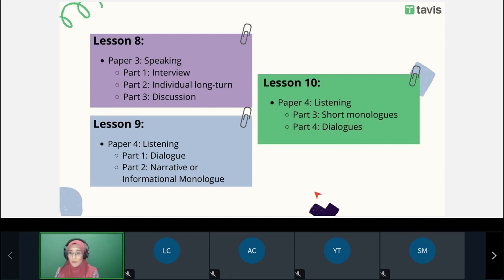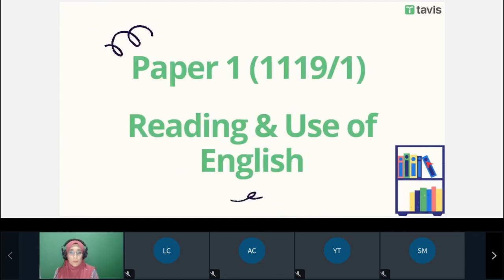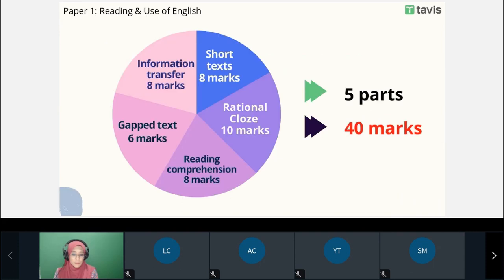So I'll just be moving on to the next part, which is paper 1. This is your paper 1 code for English, 1119/1. And this is reading and use of English. This particular paper has 5 parts. So you will have short text, rational cloze, reading comprehension, gap text, and also information transfer.